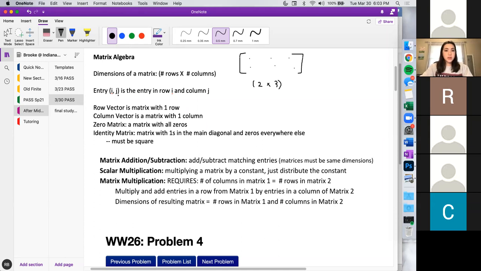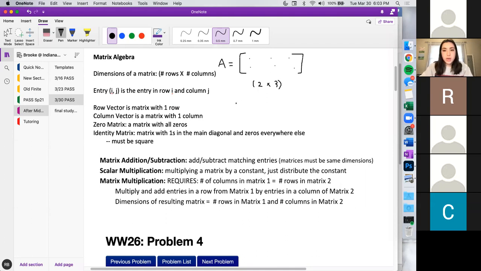Okay, entry i comma j is the entry in row i and column j. Melanin talked a lot about the ith and jth stuff. I don't really do that. I'm going to try to keep an eye out and see if that's going to be common this year, but it hasn't been in the past. But as an example, if this is matrix A, and matrices always have an uppercase letter assigned to them, it'll never be a lowercase letter.